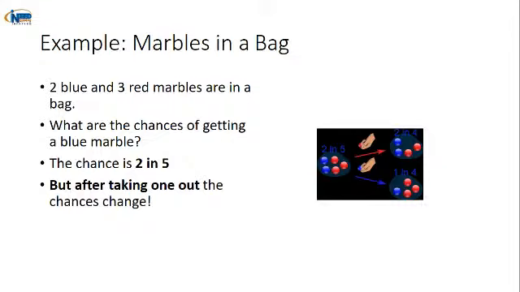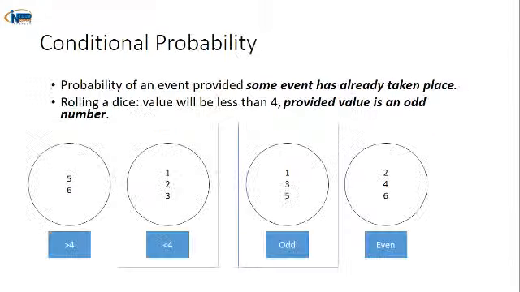Okay, but if you have taken out a ball and it is not kept back again in the bag, it becomes dependent. Okay, fine. So now let us discuss the concept of conditional probability, because this will take you to the concept of naive Bayes. Here you can see the probability of an event provided some event has already taken place. This is the concept of conditional probability.